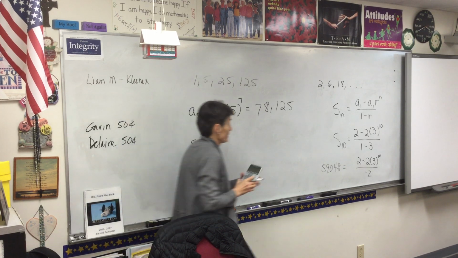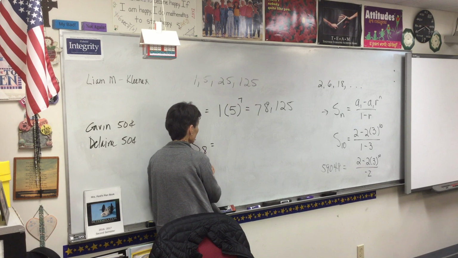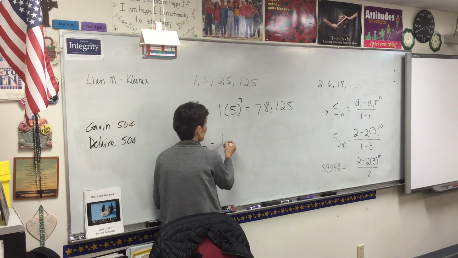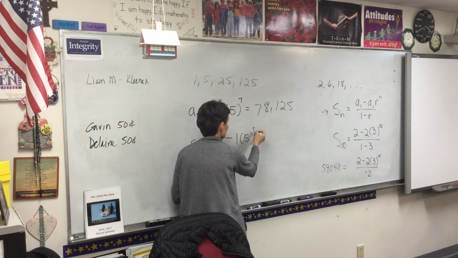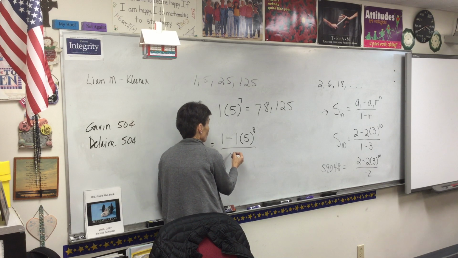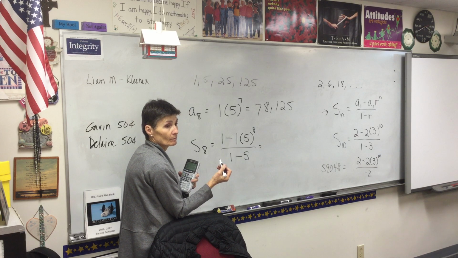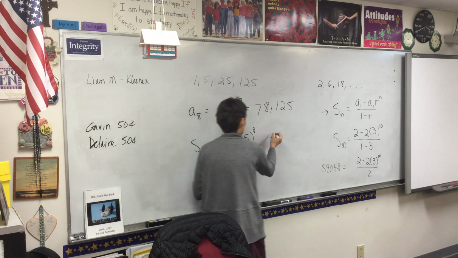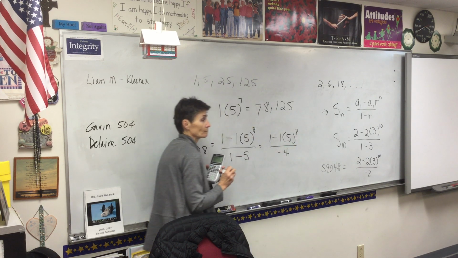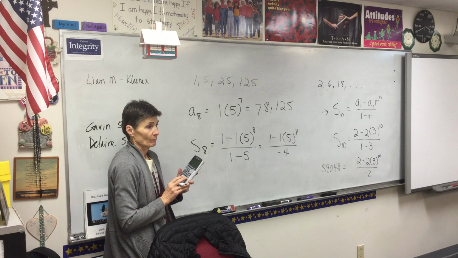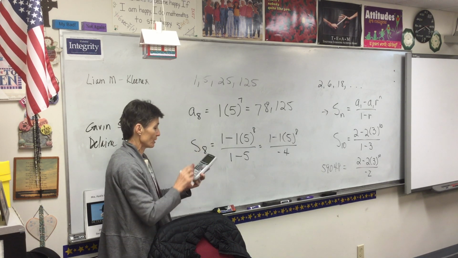So this is our new formula right here. So here we go. What's the formula say? If we are adding up 8 of them, 1 minus 1 times 5 to the 8th over 1 minus 5. Now let's clean up that bottom first. So 1 minus 1 times 5 to the 8th over negative 4.